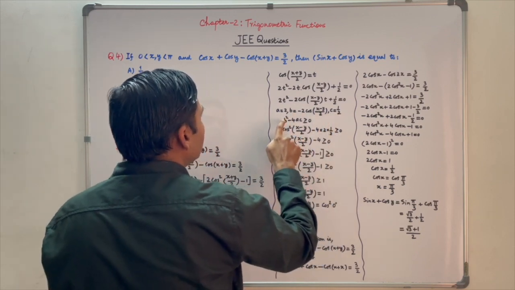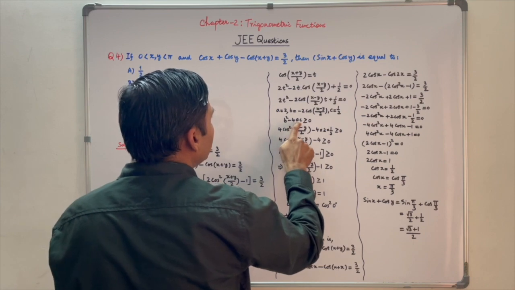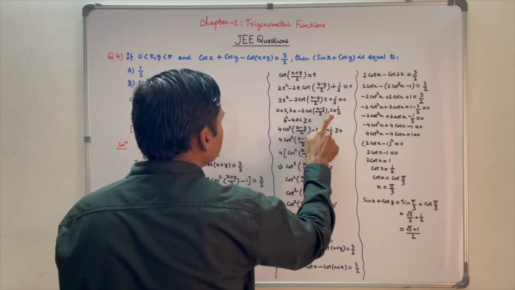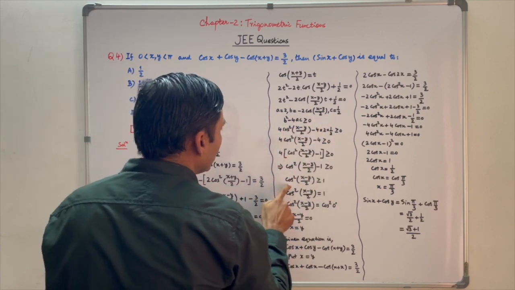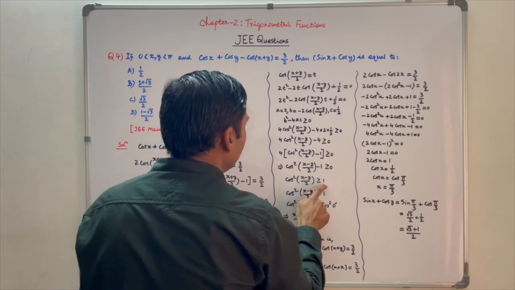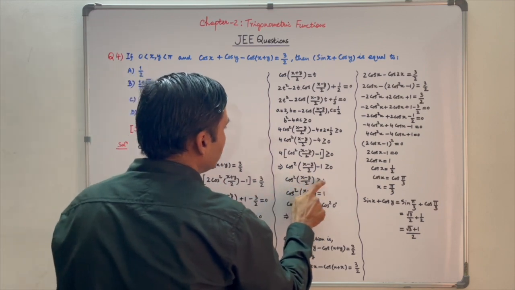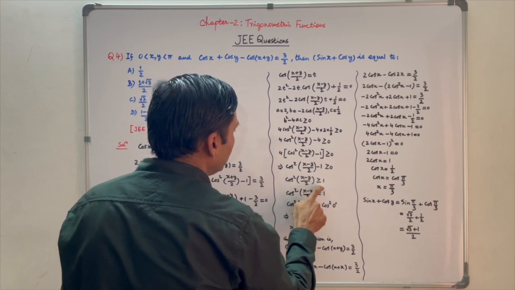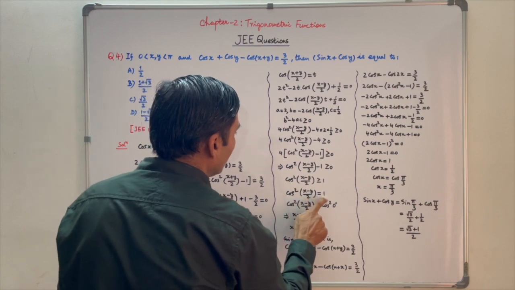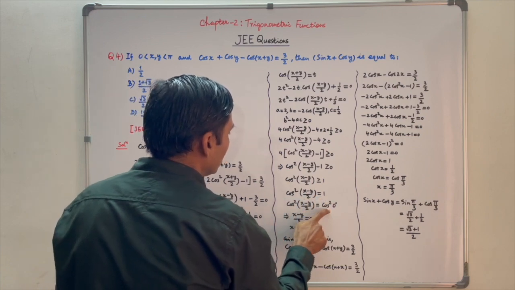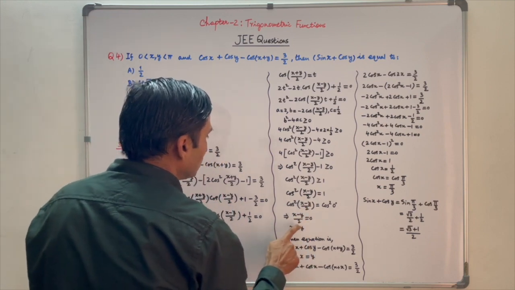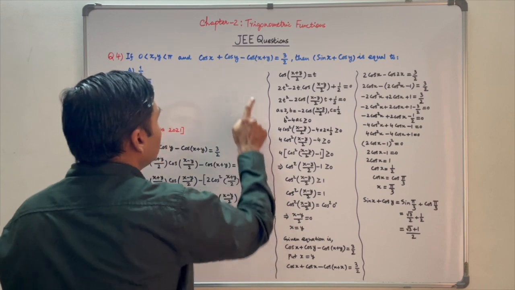Now the discriminant b² - 4ac should be greater than or equal to 0. Putting the values of a, b and c, it comes out to be cos²((x - y)/2) ≥ 1. The value of cos cannot be greater than 1, so it has to be equal to 1. So cos²((x - y)/2) = 1. 1 is the value of cos 0, so (x - y)/2 = 0, or x = y. Put this value in this equation.